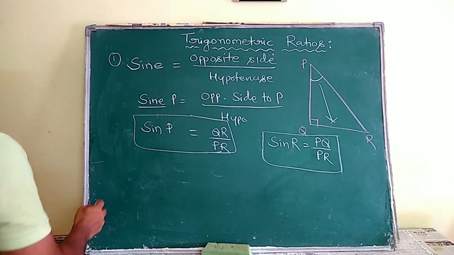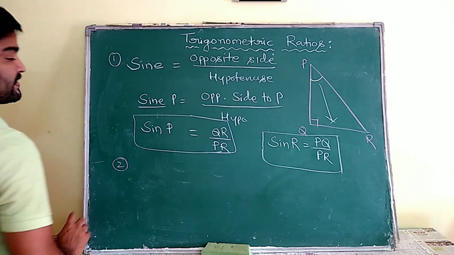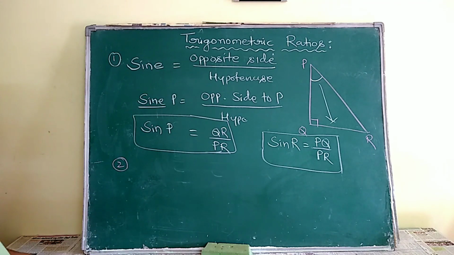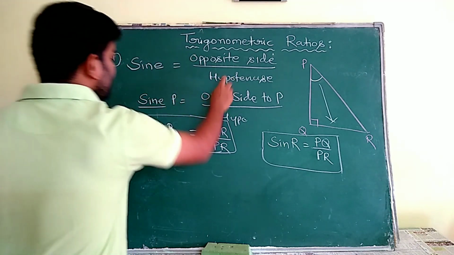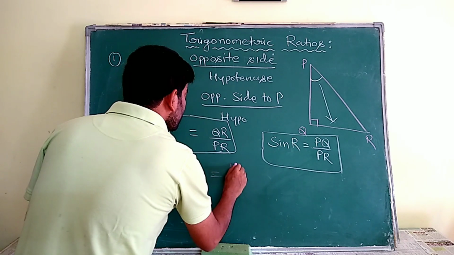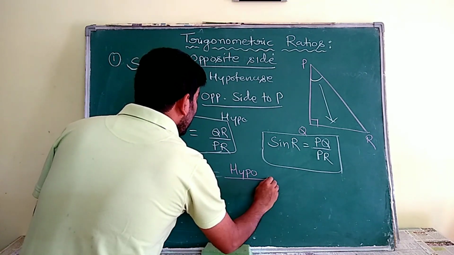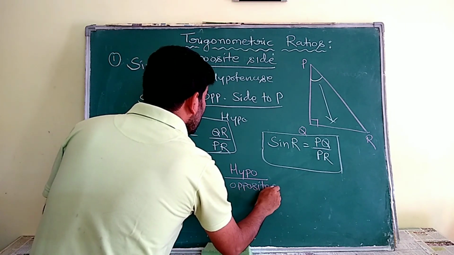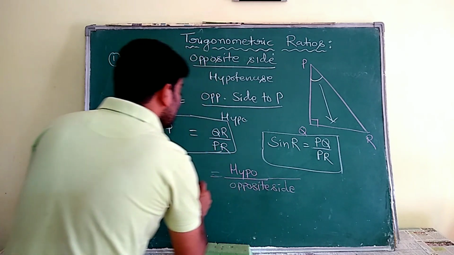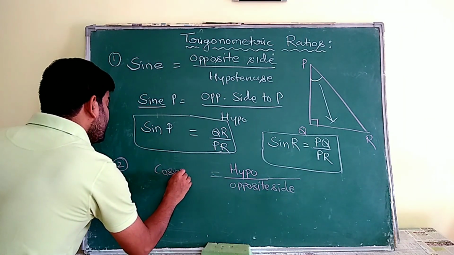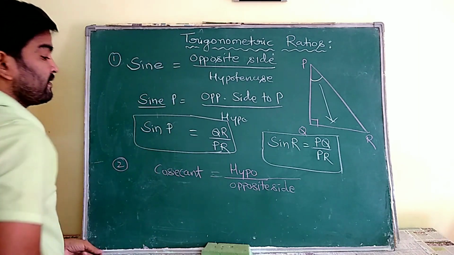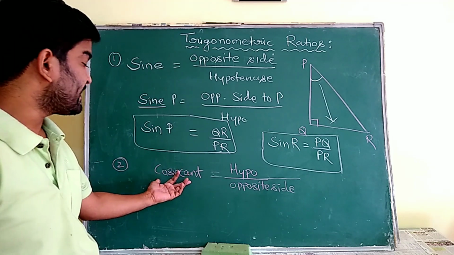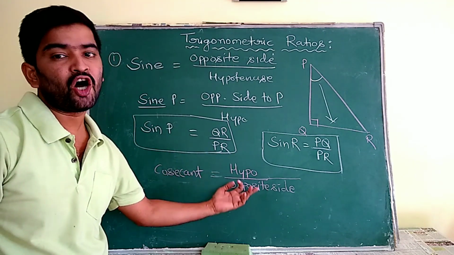Now the second one. Here, for the second trigonometric ratio, I am going to explain its reciprocal value. Sine's reciprocal value means what? Hypotenuse by opposite side. This trigonometric ratio is named cosecant. So cosecant is the second trigonometric ratio we are going to discuss here. Cosecant means hypotenuse by opposite side.